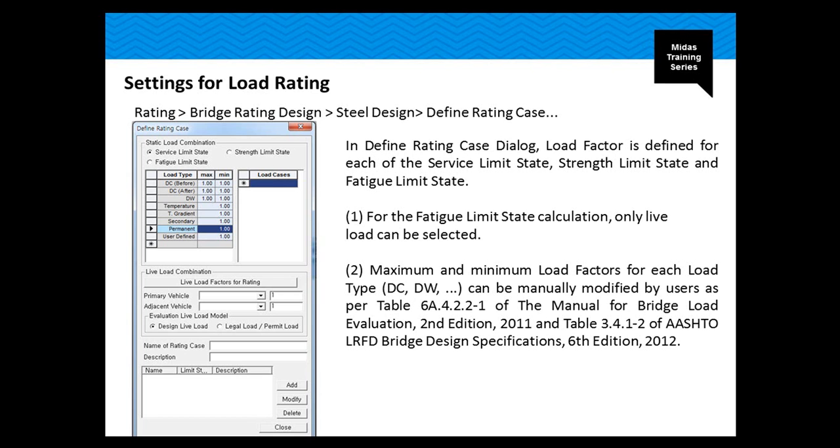And here you can tell the program whether you are performing a service limit state or a strength limit state. You have an option here for defining the load combination. In the case that you have an adjacent vehicle that you want to evaluate, you can also define the adjacent vehicle or primary vehicle. You can tell the program whether it is a legal, permit load, or design live load type of rating. Then you describe it and give it a name, and then you can just add it.